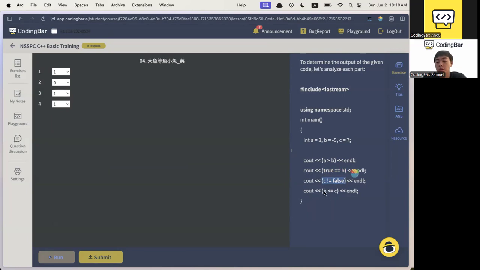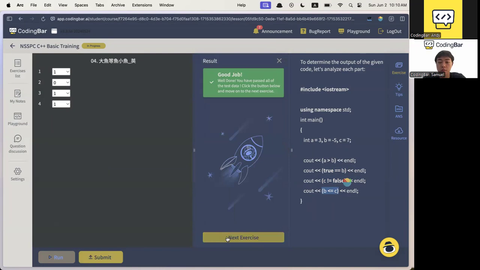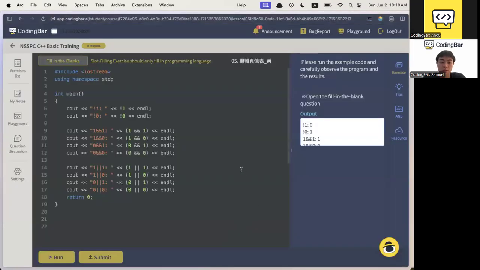How about B smaller than C? B is -5. It's smaller than C. C is 7. So this is true as well. So true is printed out as 1. Let's submit it and, okay, it's done.